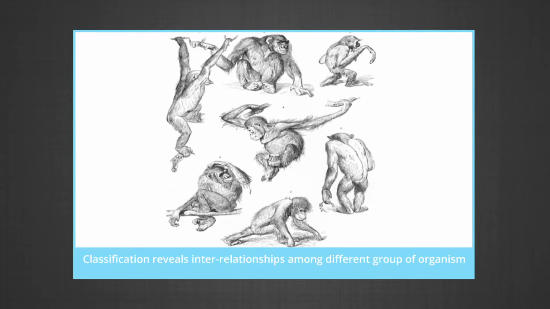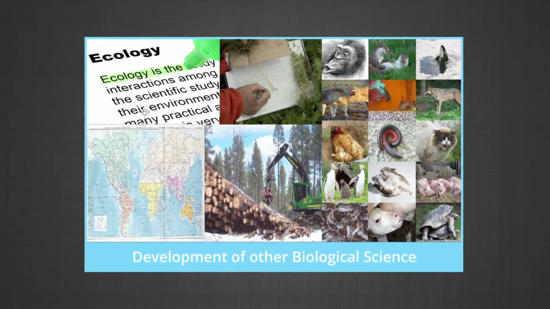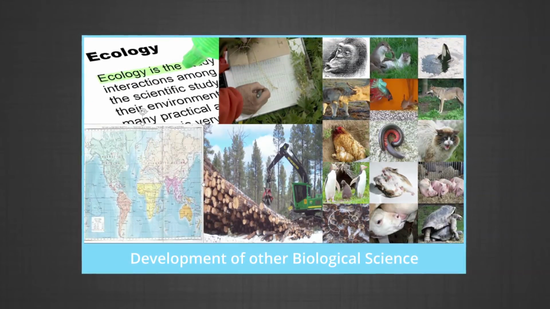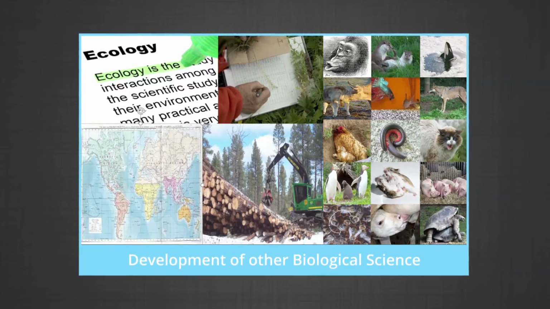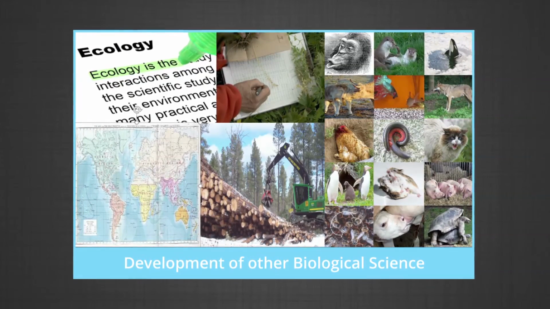It helps to understand interrelations. Classification is essential to understand the interrelationships among different groups of organisms. It helps in the development of other biological sciences. Classification provides information for the development of other biological branches, for example, biogeography, ecology, ethology, forestry, and many more.